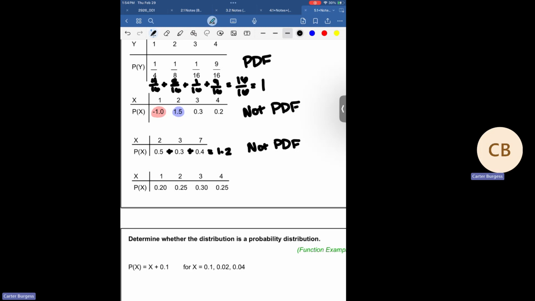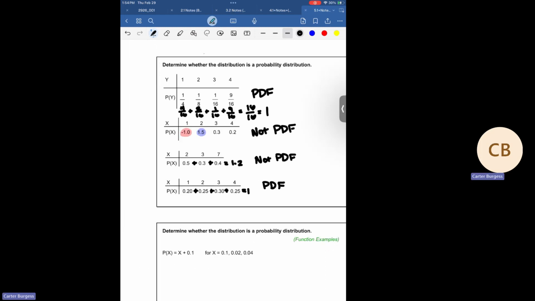And then what do we see with the fourth one? They all work individually. They all add up to 1. And so this one would be a probability distribution function.